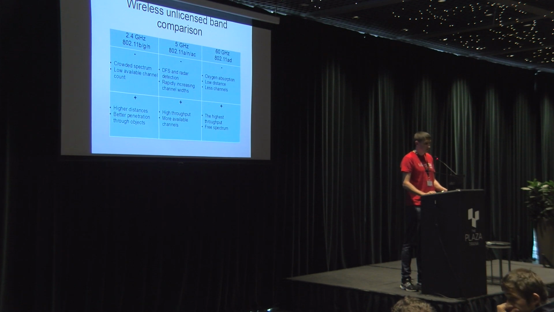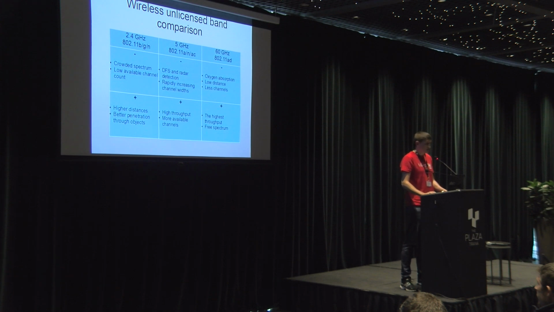Like now it is possible to set 160 megahertz wide channels. Of course you can achieve greater throughput, but you will suffer due to that you can choose less channels. But of course the advantages of 5 GHz is that you can achieve higher throughput, and there are much more available channels than it is for 2.4 GHz.